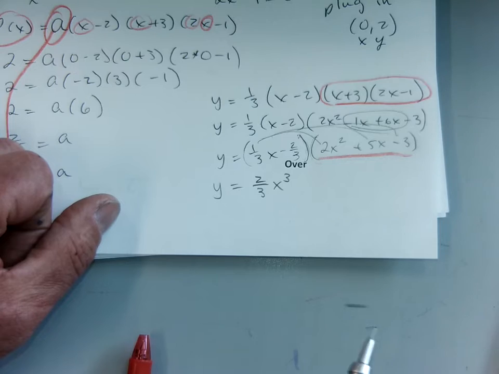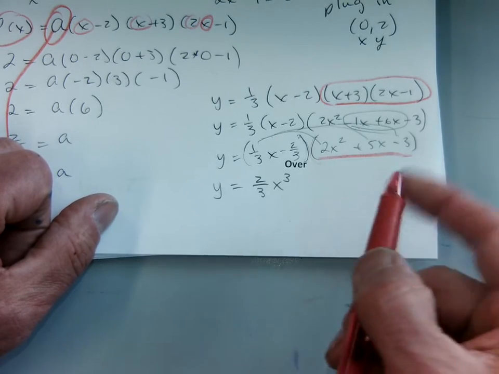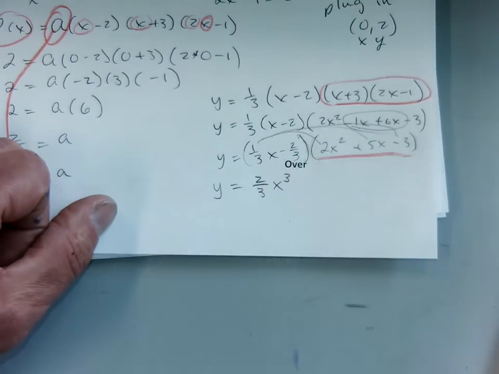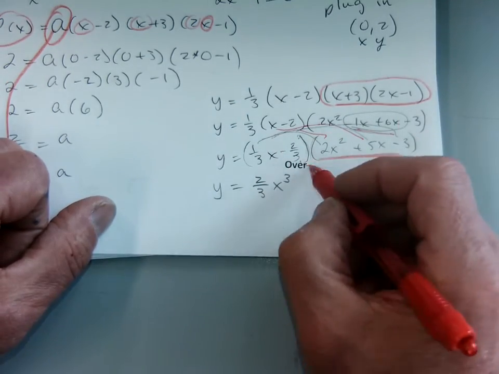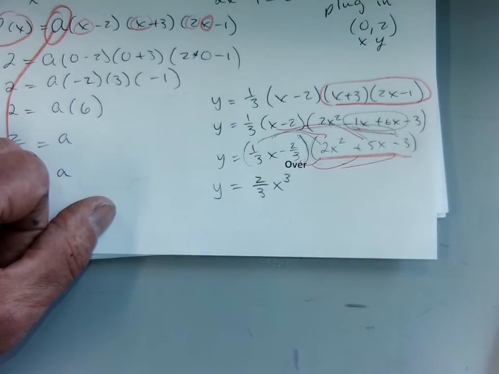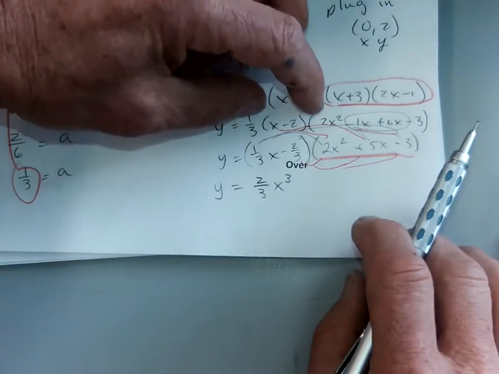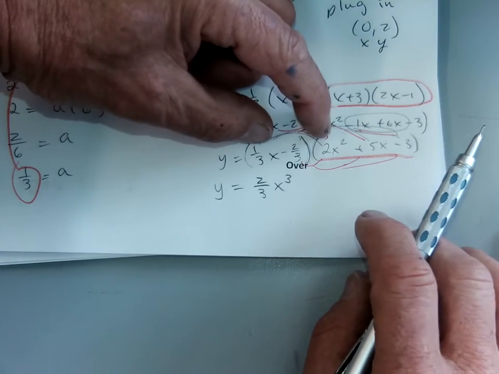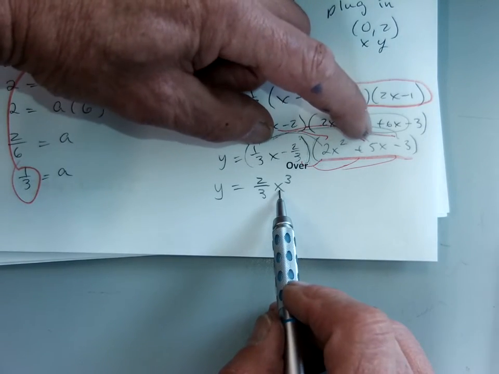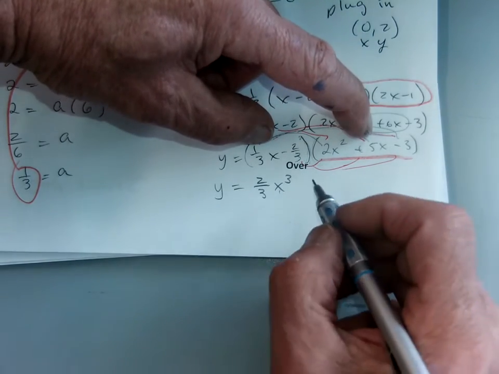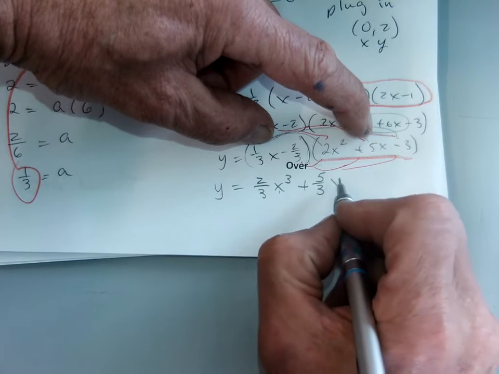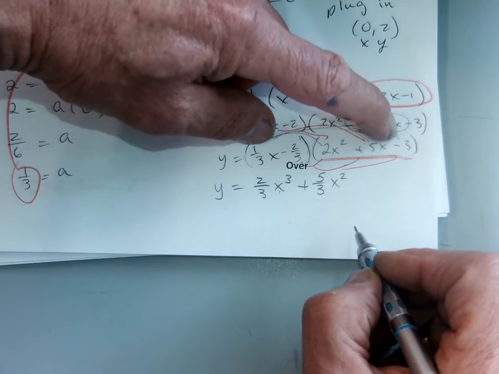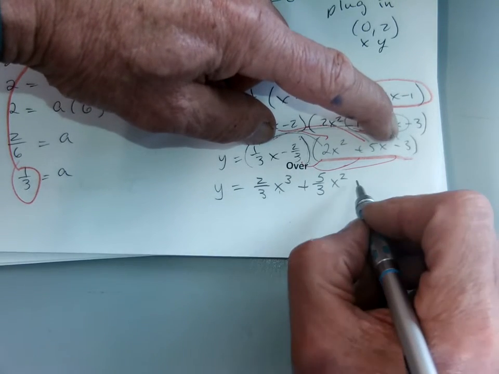Now I'm going to go this times this, this times this, this times this, and this times this, and I'll have my answer, okay? So, 1/3 times 2 is 2/3 x cubed. 1/3 times 5 is 5/3, so I'll have a positive 5/3 x squared. 1/3 times 3 is a negative 1x.